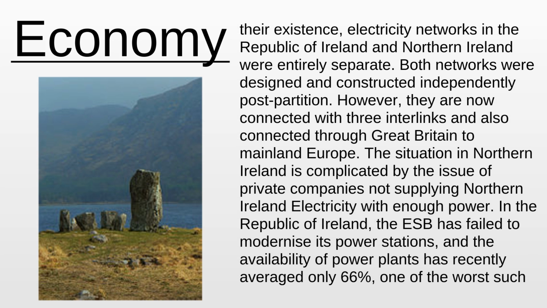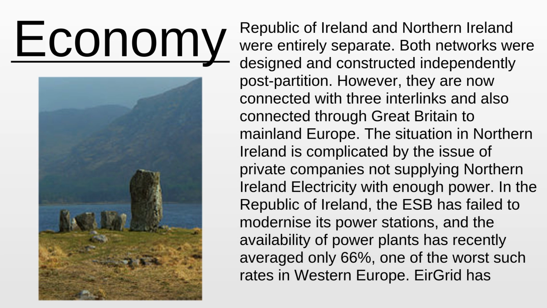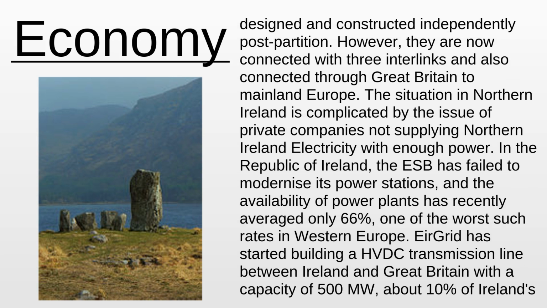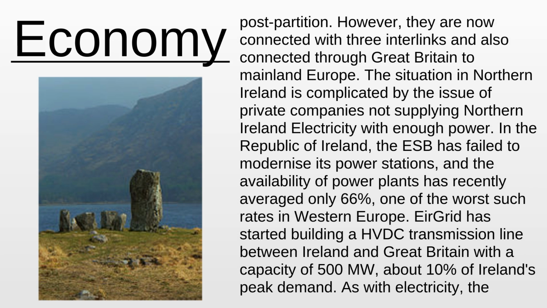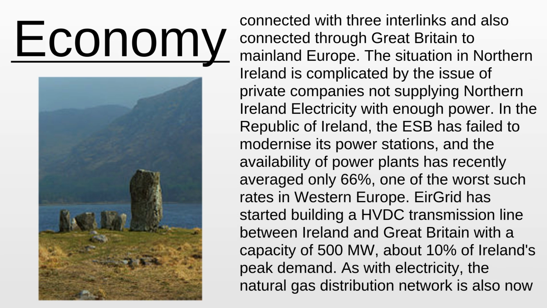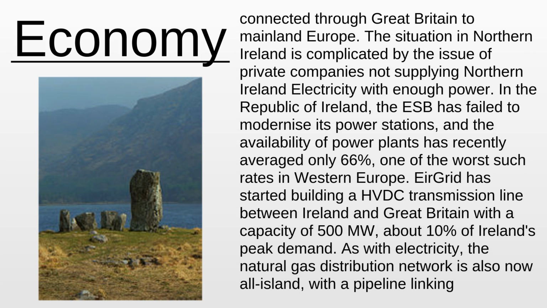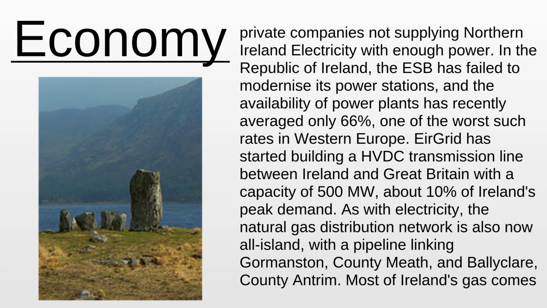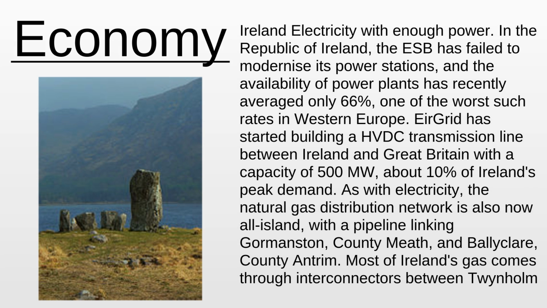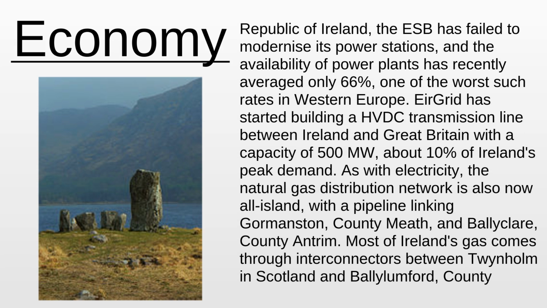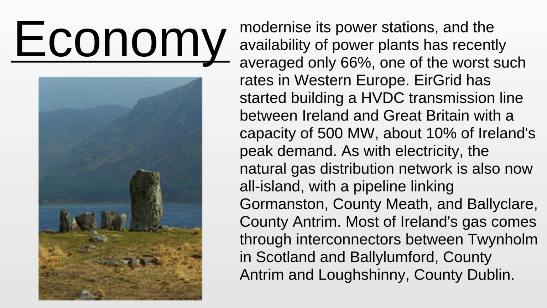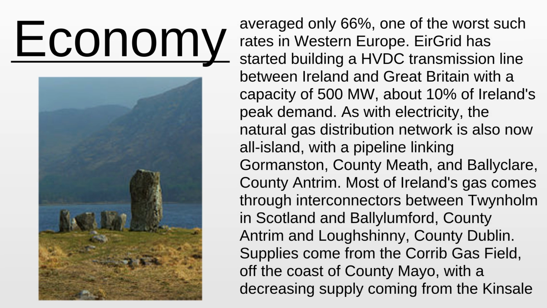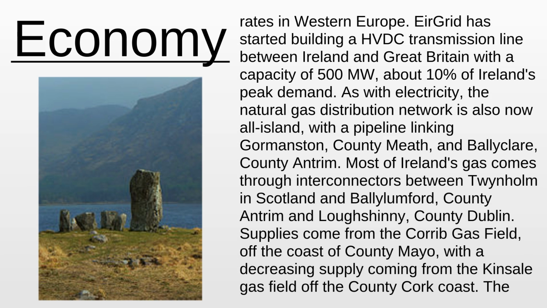The island operates as a single market for electricity. For much of their existence, electricity networks in the Republic of Ireland and Northern Ireland were entirely separate. Both networks were designed and constructed independently post-partition. However, they are now connected with 3 interlinks and also connected through Great Britain to mainland Europe. The situation in Northern Ireland is complicated by the issue of private companies not supplying Northern Ireland Electricity with enough power. In the Republic of Ireland, the ESB has failed to modernise its power stations, and the availability of power plants has recently averaged only 66%, one of the worst such rates in Western Europe.